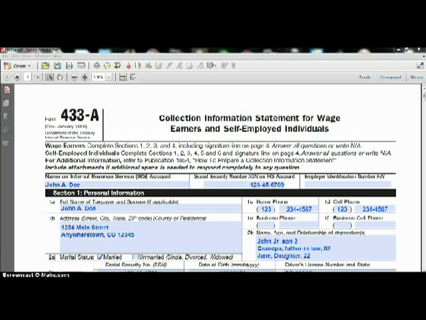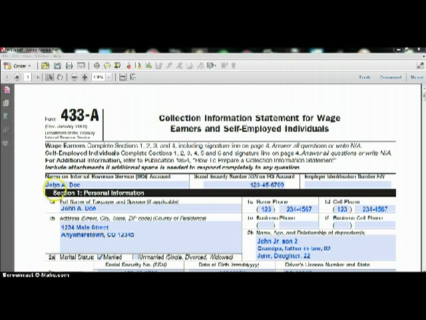Today I'm going to show you how to complete a 433A. This is the IRS's financial form. It's called the Collection Information Statement for Wage Earners and Self-Employed Individuals. If the IRS has asked you to complete this form, that means that you or they or both are looking for some sort of resolution.